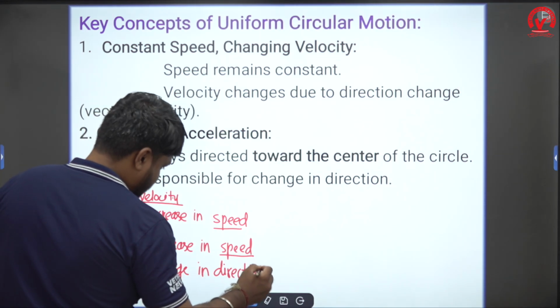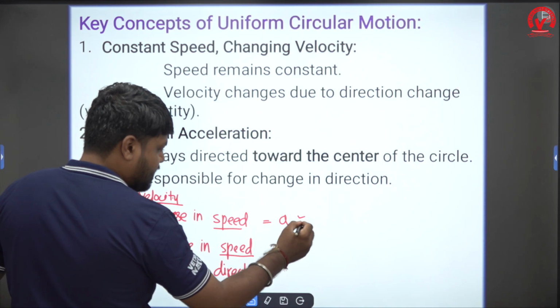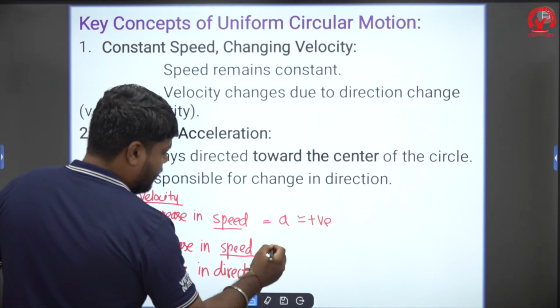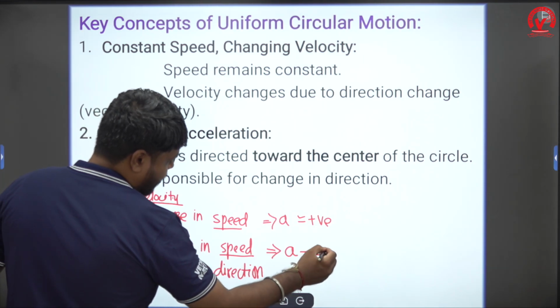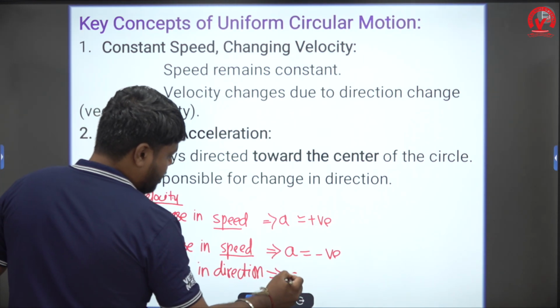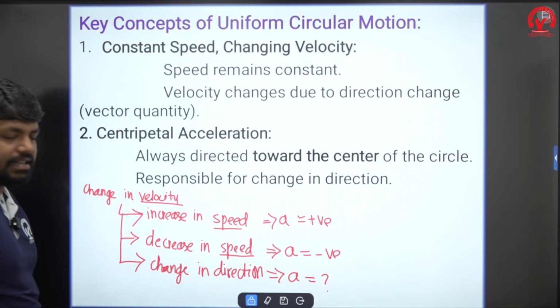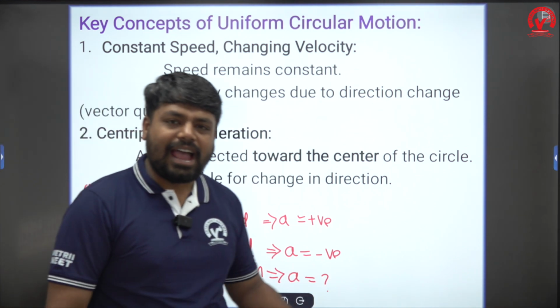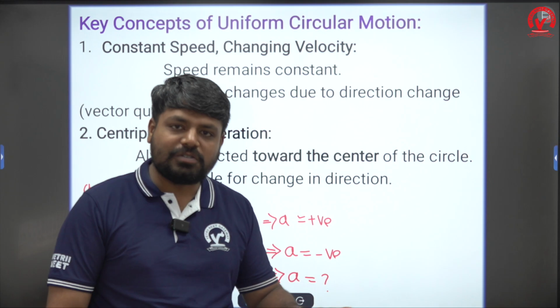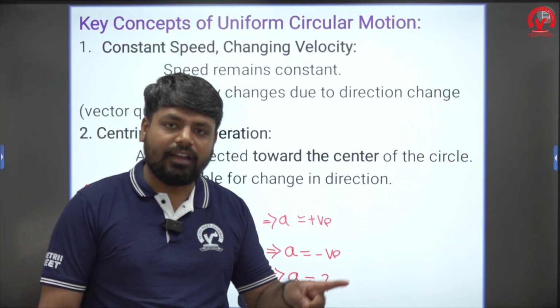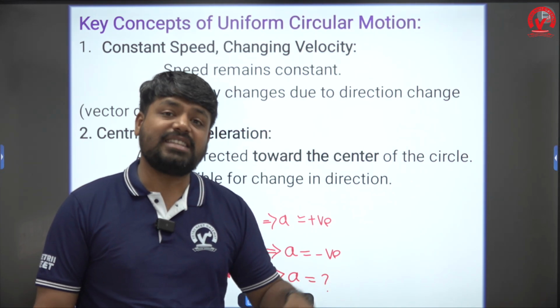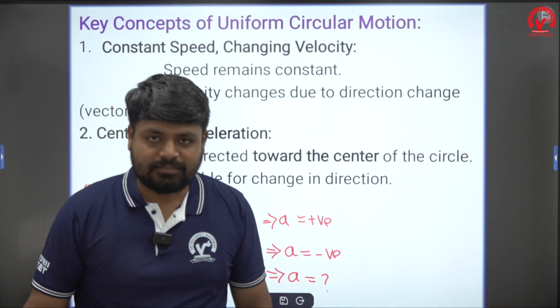If speed increases, acceleration is positive. If speed decreases, acceleration is negative. So if the direction changes, what happens to the acceleration? That's the question here. The acceleration is used only to change the velocity. How is it changing the velocity? By changing the direction.